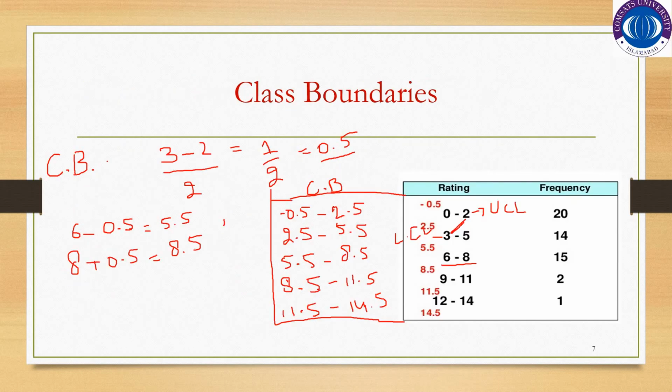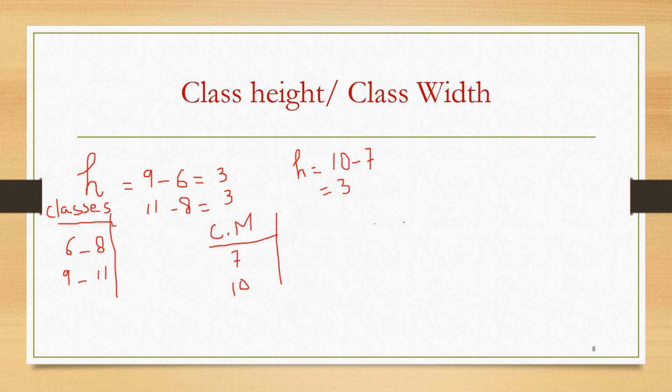And when we have class boundaries, we will again take two consecutive classes. Let's suppose we take the second and third classes. So what will we have? The class boundaries corresponding to the second and third classes are 2.5 to 5.5 and 5.5 to 8.5. So these are our classes, our class boundaries.